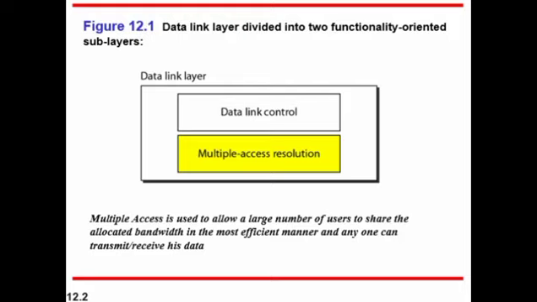So what is multiple access? Multiple access is used to allow a large number of users to share the allocated bandwidth in the most efficient manner, and anyone can transmit and receive his data, right?